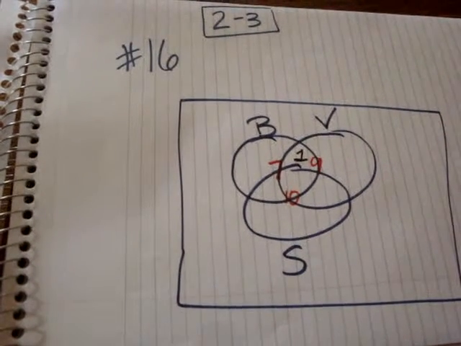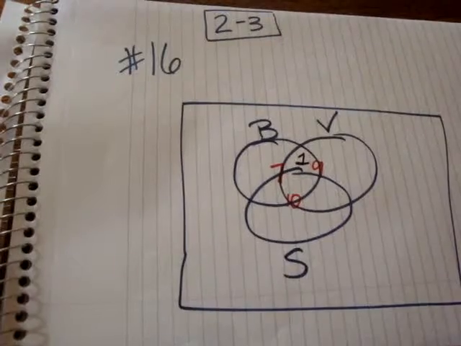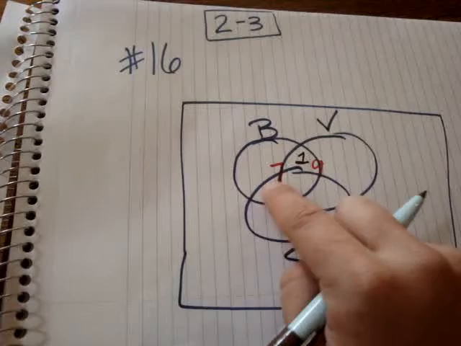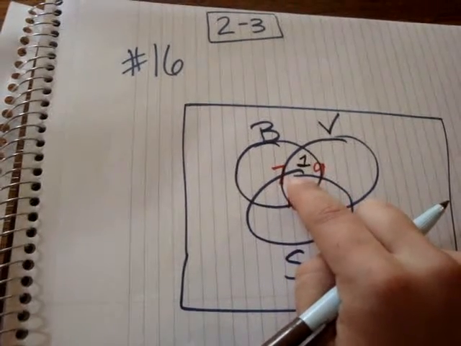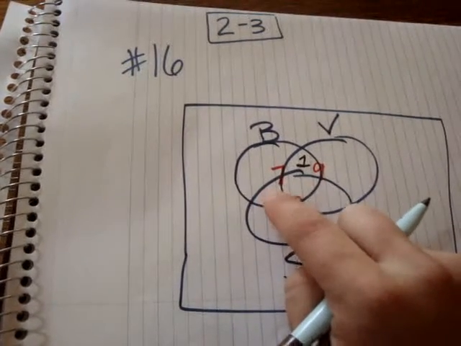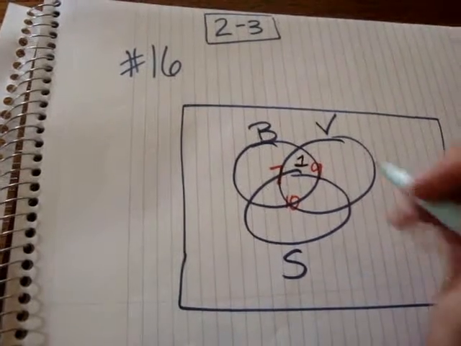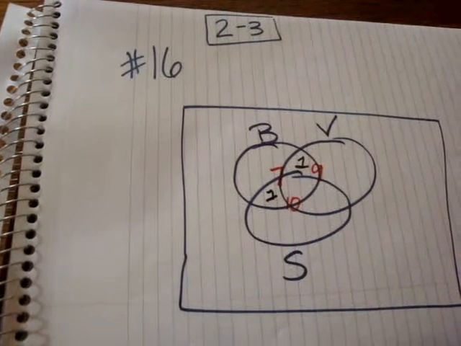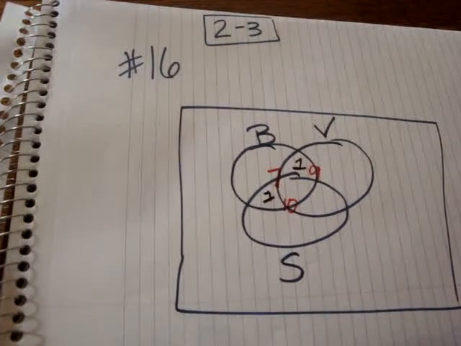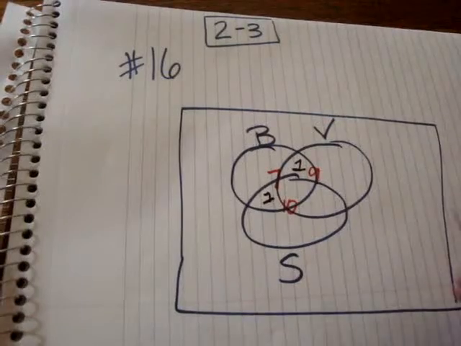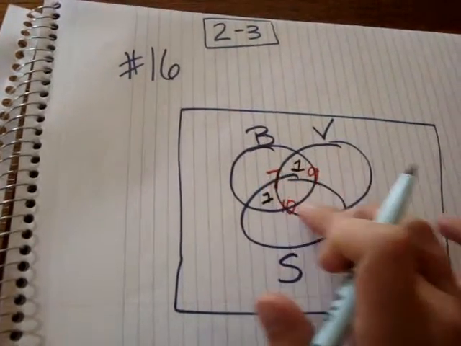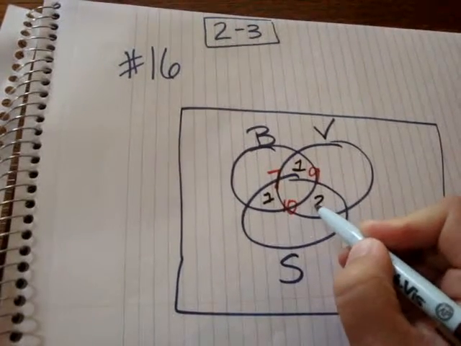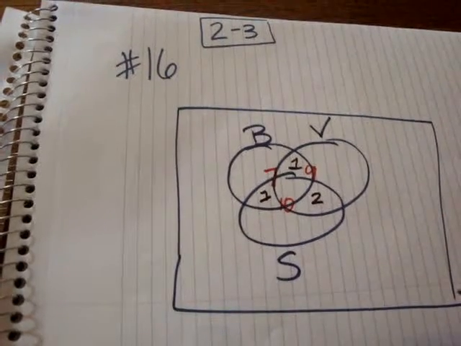It also says 1 played basketball and soccer only. So basketball and soccer intersect, again, right here in these 2 sections. But this section is for students who played all 3, so this would be the basketball and soccer only section. So 1 student goes in that section. Then it says 2 played volleyball and soccer only. So volleyball and soccer, again, they intersect in these 2 sections. This is for students who played all 3, but 2 played volleyball and soccer only.